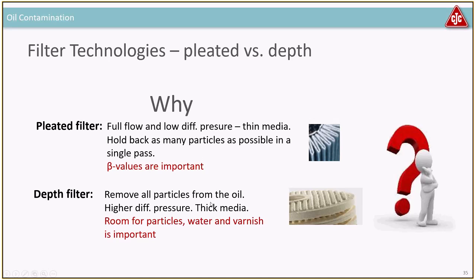But your depth media that you have in your offline or your kidney loop circle, there it's much more important that you have room for particles. So if you have higher differential pressure, it doesn't matter. You need a thick media that can take as much dirt as possible. So room for particles, also water and varnish if possible. So taking all your contamination out. Some filter types are even possible to take out acidity.